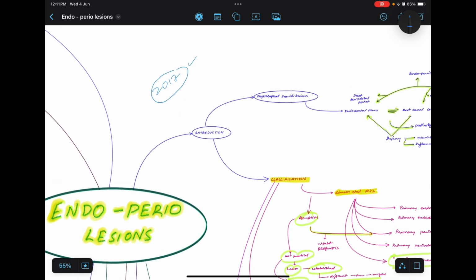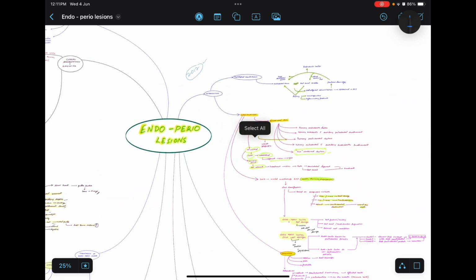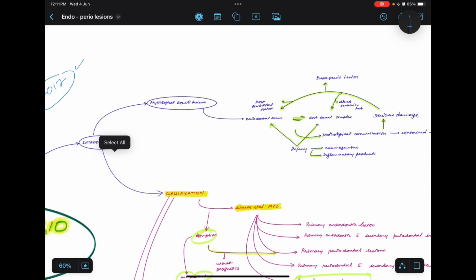Okay, so it's a simple one. I have tried to simplify it as much as possible for you all. Now let's go ahead and dive deep into it.